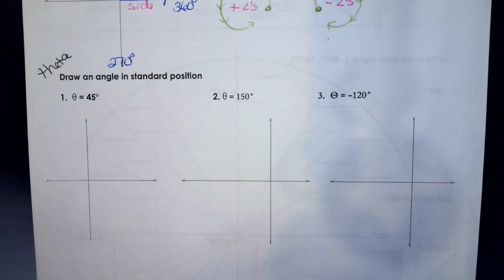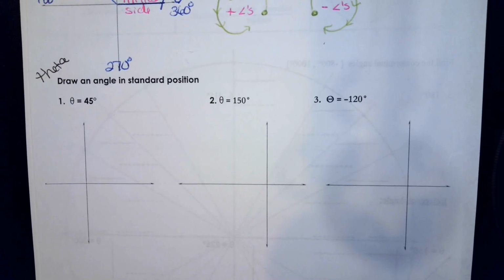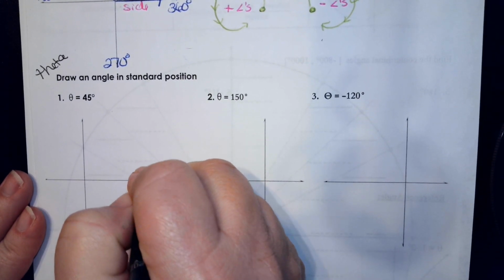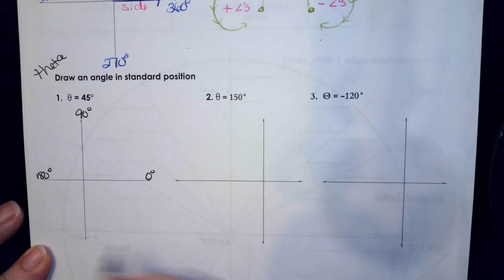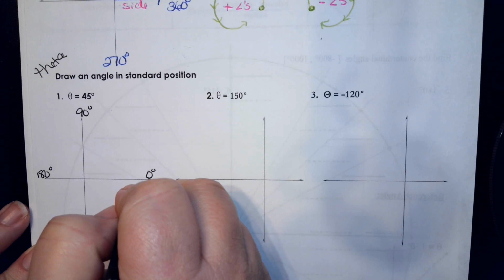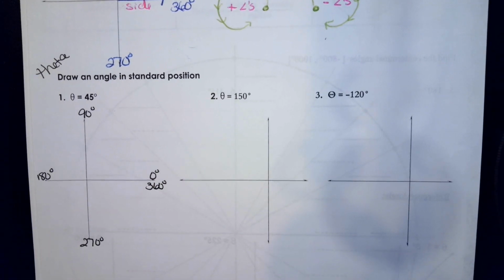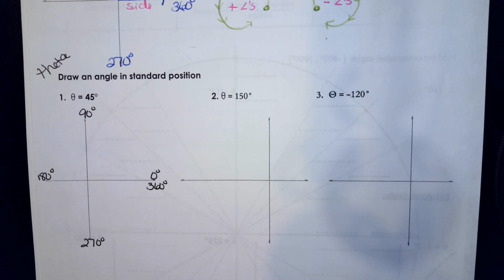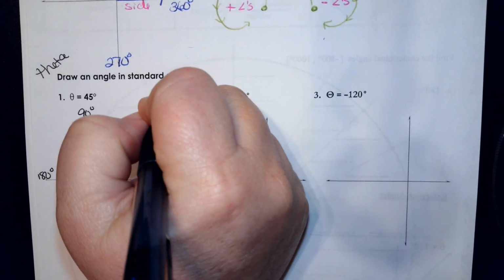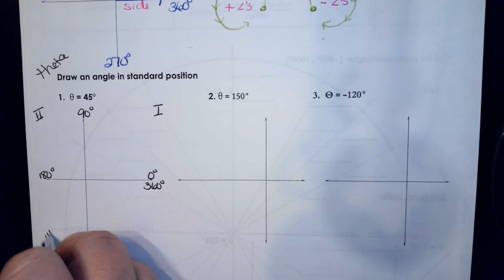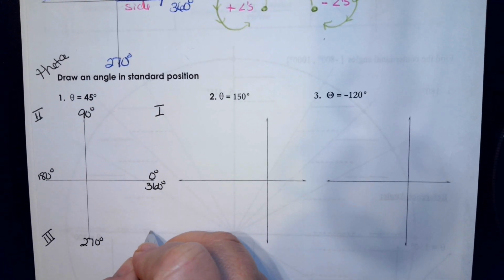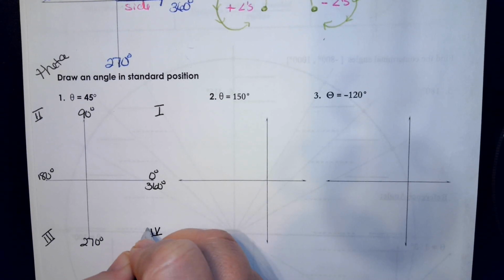Now sometimes I might ask you, what quadrant would that terminal side be in? So let's talk about the quadrants again. I know this is 0, this is 90, this is 180, 270, and 360. Now, just like your degrees are counterclockwise when they're positive, your quadrants are also counterclockwise. So this quadrant right here is actually quadrant 1. This is quadrant 2. This is quadrant 3, and this is quadrant 4.